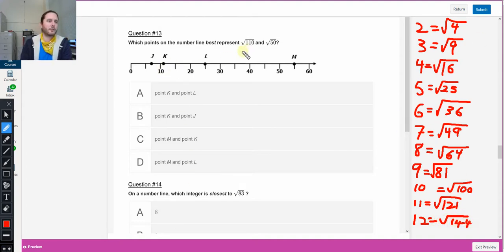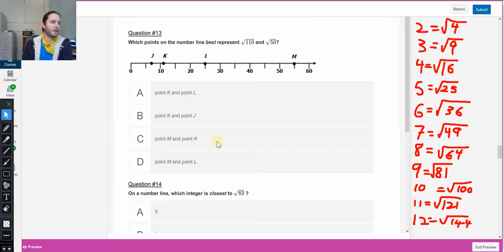So square root of 110. Well, 110 would be between 10 and 11. So between 10 and 11, that's going to be K. Square root of 50, that would be between 7 and 8. That's probably J. So J and K is going to be my answers for this one.